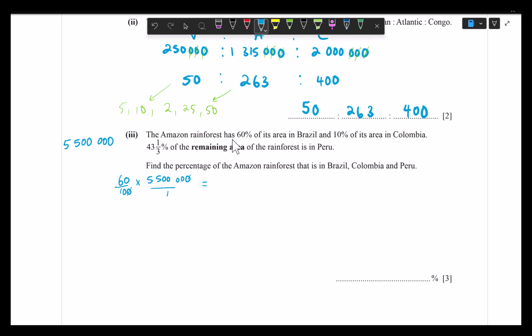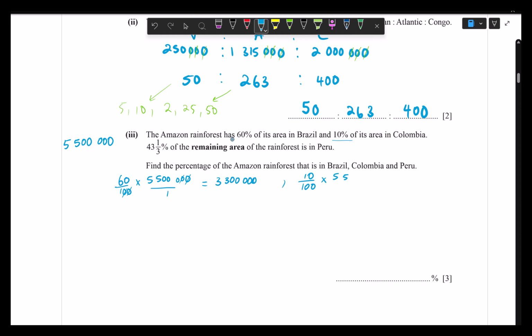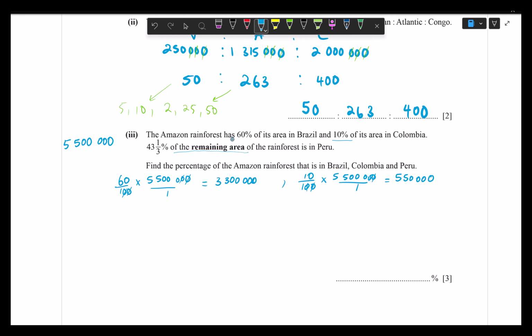And cancelling this 0 and this 0, this 0 and this 0, we have 60 times 55,000, and this gives us 3,300,000. And then we're told that 10% of its area is in Colombia. So now we say 10%, that is 10 over 100 times 5,500,000 or over 1, and cancelling these two zeros with these 2 zeros, we are left with 10 times 55,000, and that gives us 550,000.